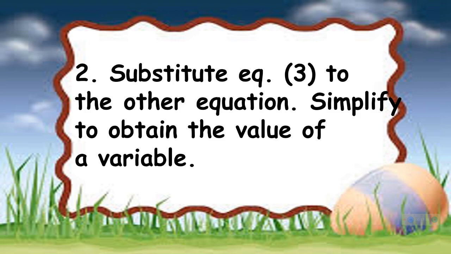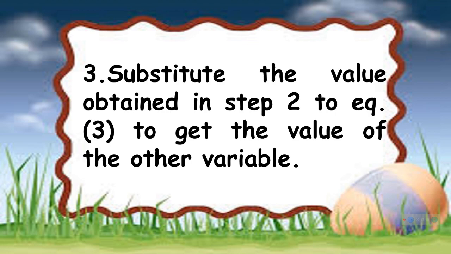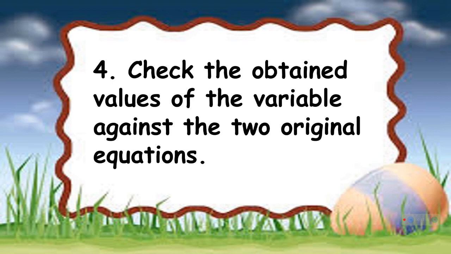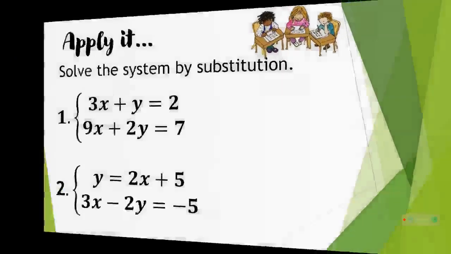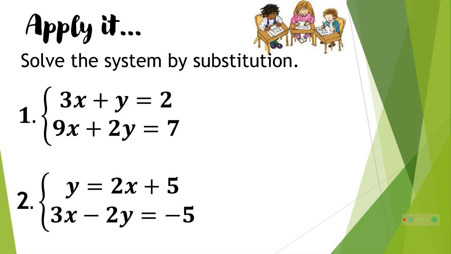For the second step, you are going to substitute equation 3 into the other equation. Simplify to obtain the value of a variable. Step 3, you are going to substitute the value obtained in step 2 into equation 3 to get the value of the other variable. Step 4, you are going to check the obtained values of the variables against the 2 original equations. Okay? So those are the steps on how you are going to perform substitution.